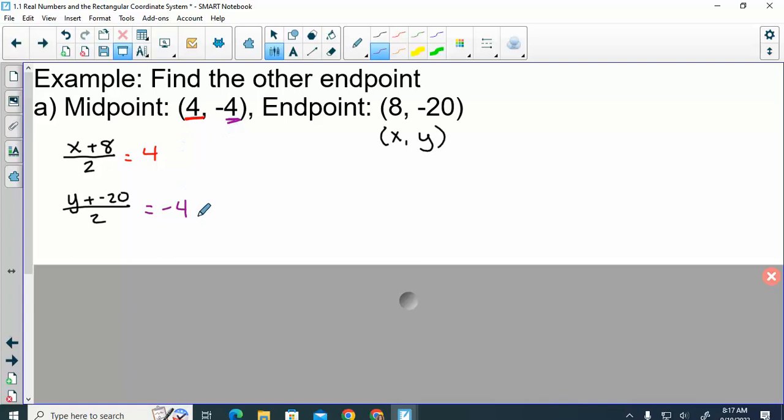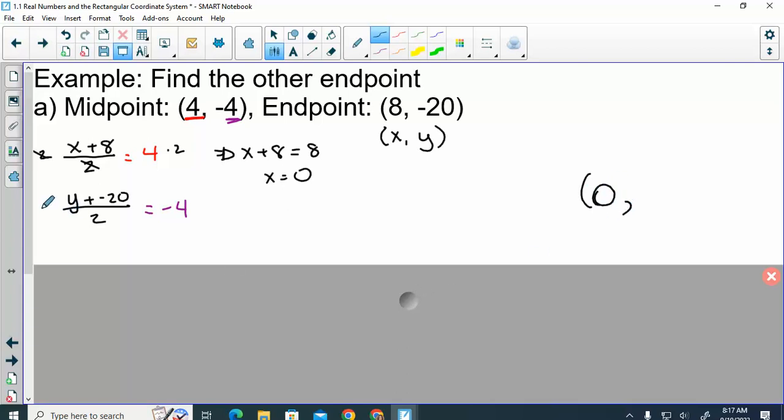And so then we just have two equations to solve. If you're solving the first one, to get rid of the divided by 2, we could say times 2. So I get x plus 8 equals 8. Subtract over my 8, and x is 0. So in my ordered pair, the x is 0.